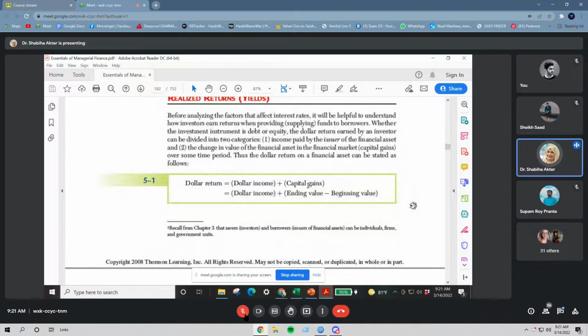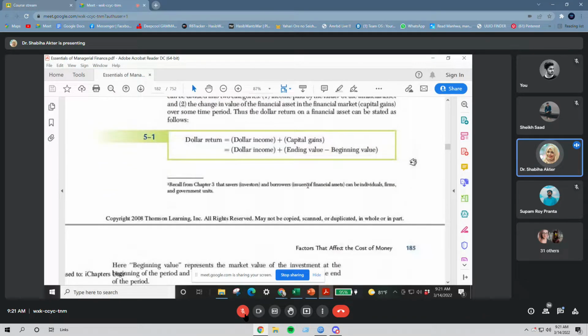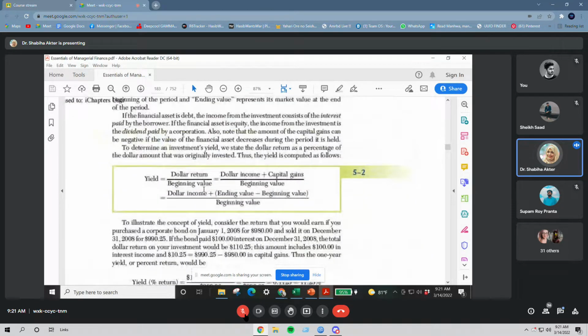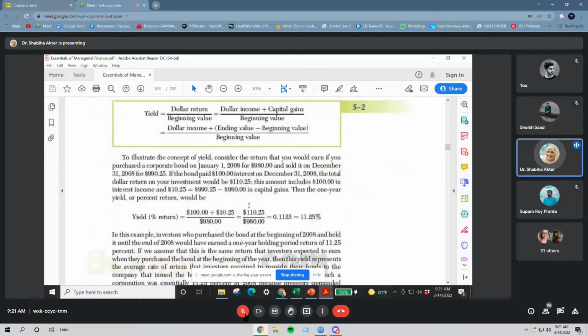So now if I want to break this formula, dollar return divided by beginning value, I can easily write dollar income plus capital gain divided by beginning value, or I can further break it like dollar income plus ending value minus beginning value, which is capital gain, divided by beginning value. So now let's try to read an example from your book so that this concept will be clearer to you.